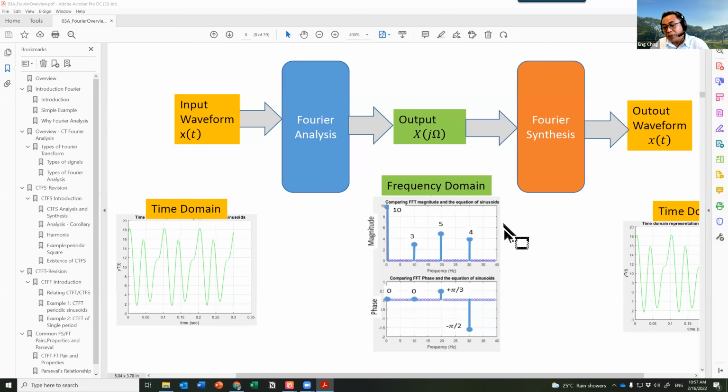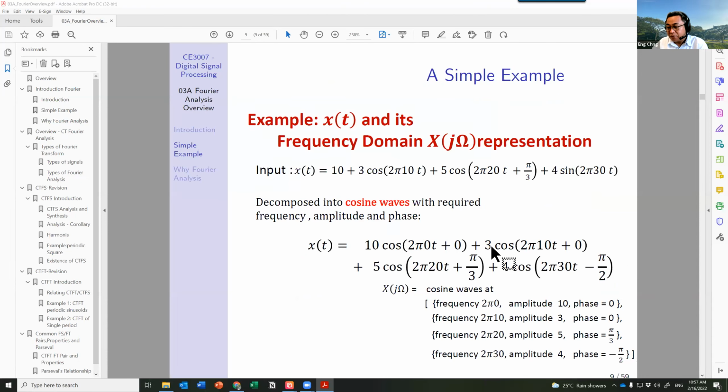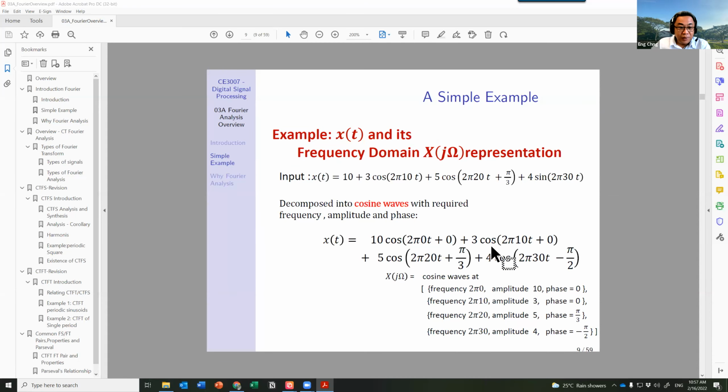All right, so now we understand that we can perform analysis and see the input signal in this frequency representation. And then we can reconstruct. The reconstruction is called synthesis. Okay, so that's the clever idea. All right, so let us see what else we want to examine.